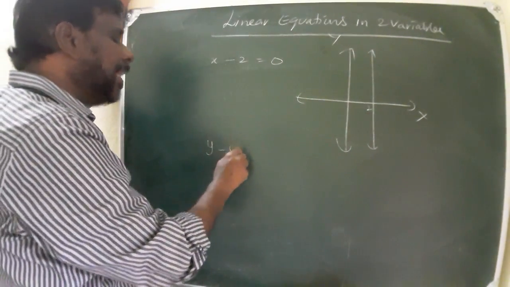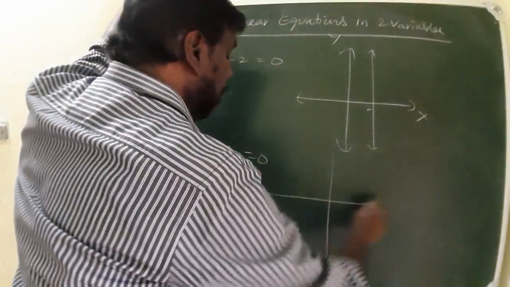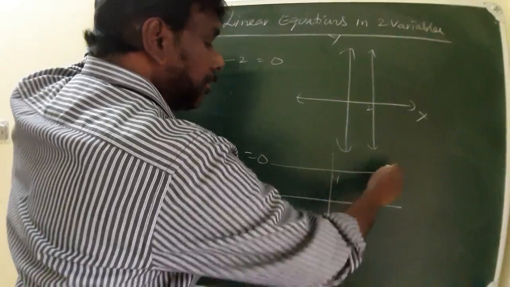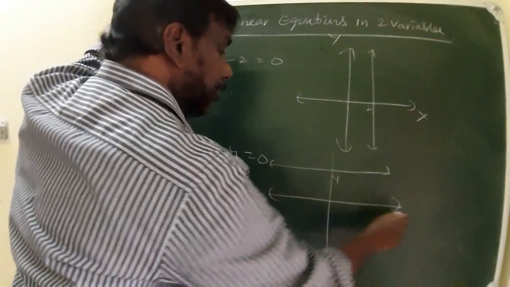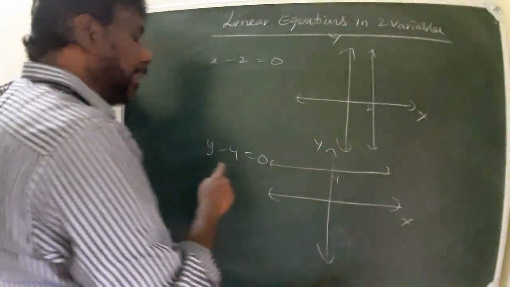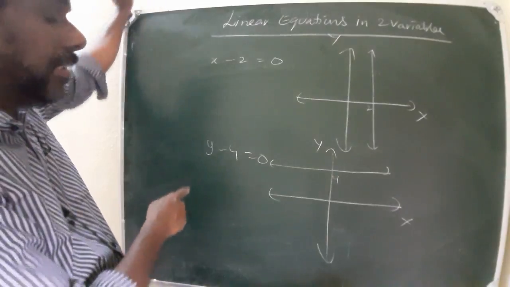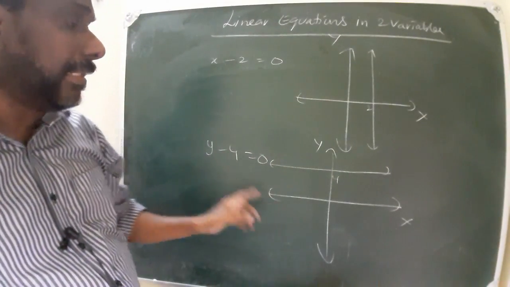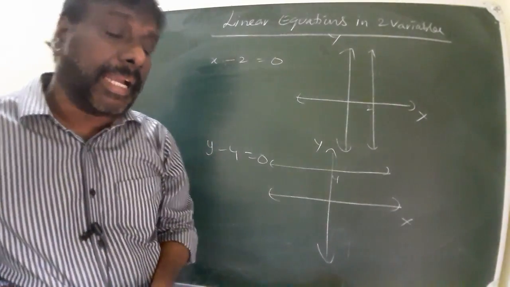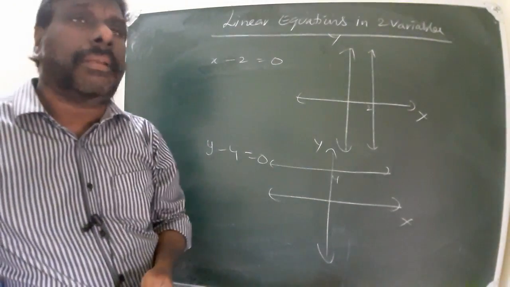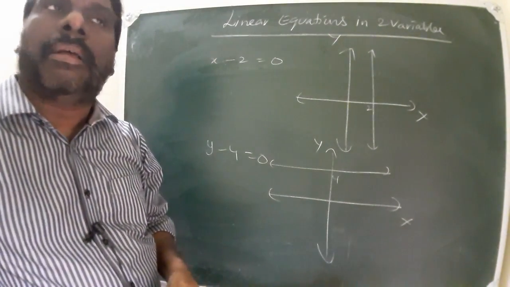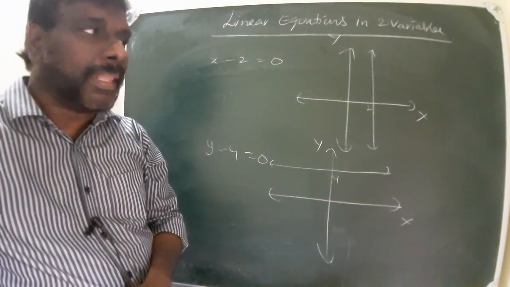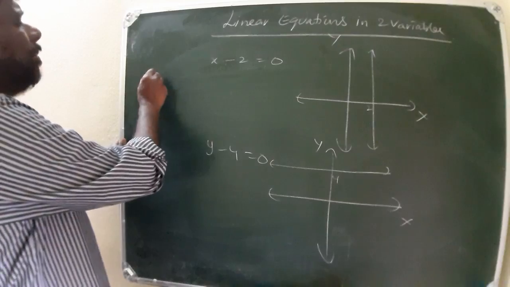For example, y minus 4 equal to 0. If you draw this one in the graph, you will get a line like this, at 4. Here x is not there, so it is parallel to the x axis. The y is there, and it is parallel to the x axis. That means you have to understand that single variable linear equations are either parallel to the x axis or the y axis. Okay. And the remaining are two variable equations.